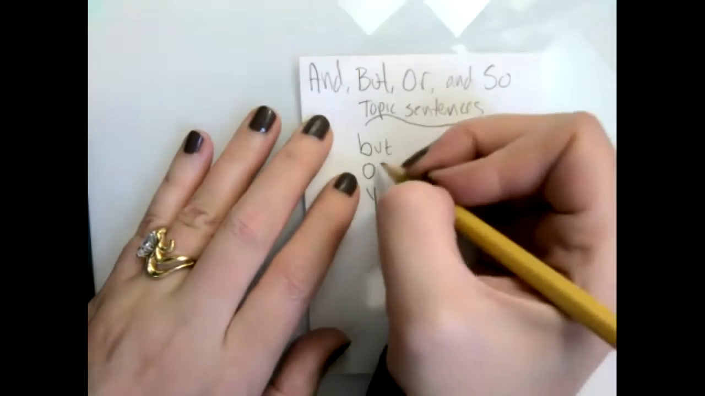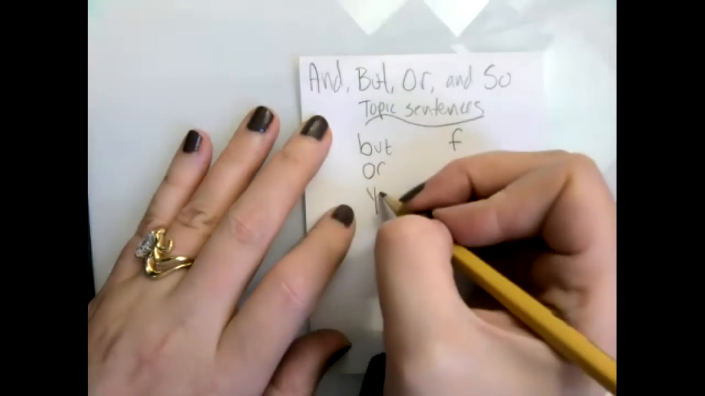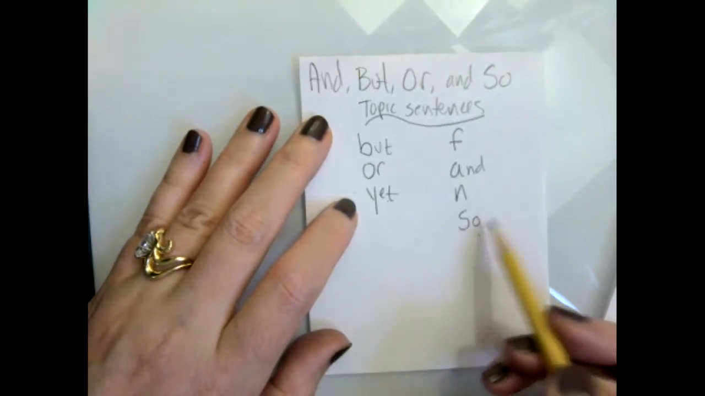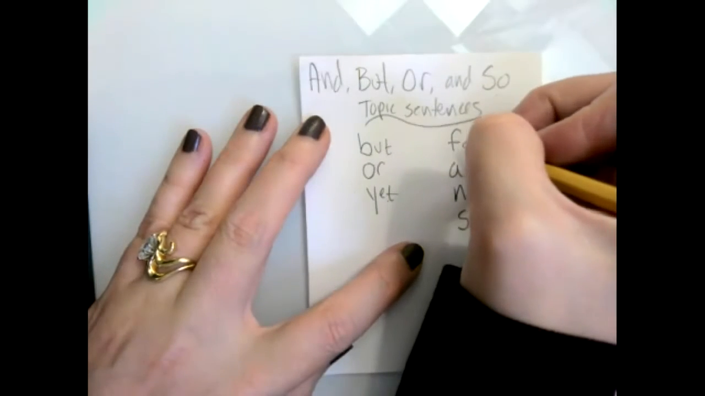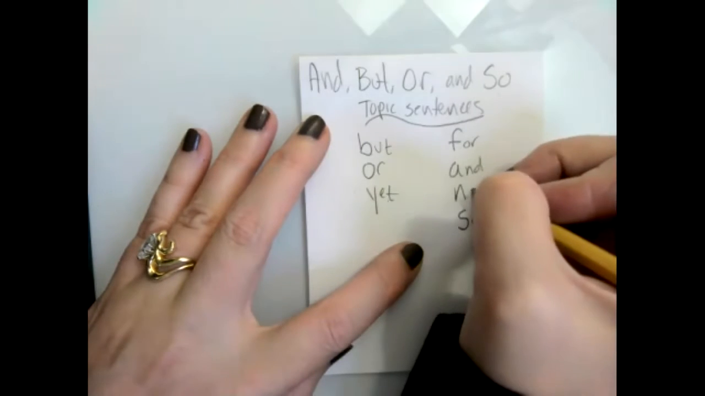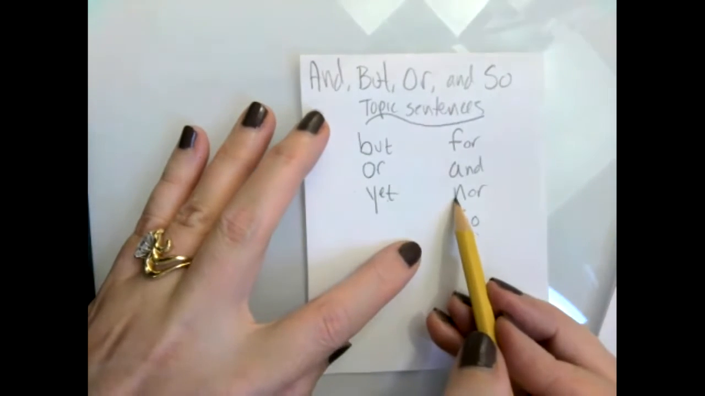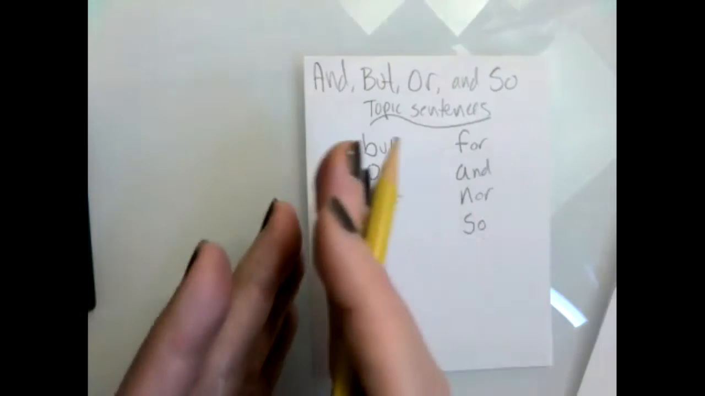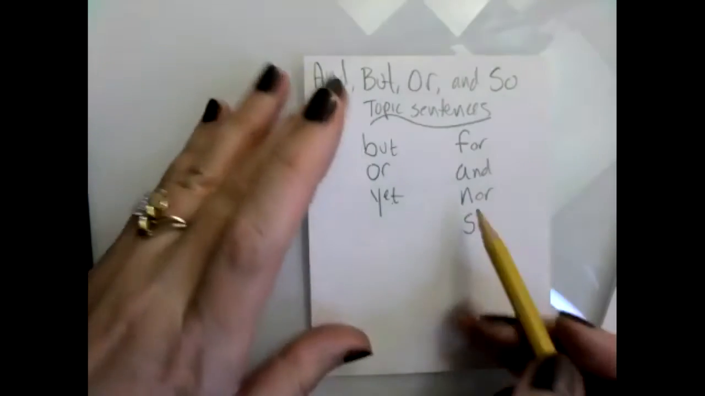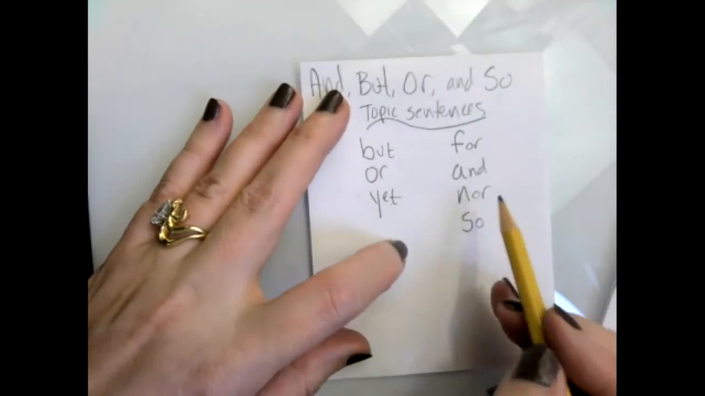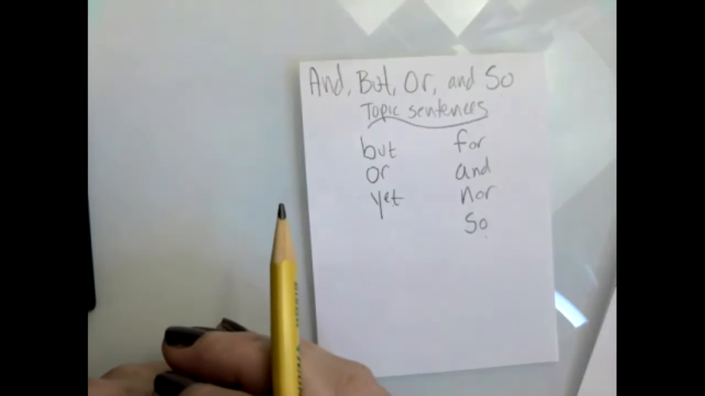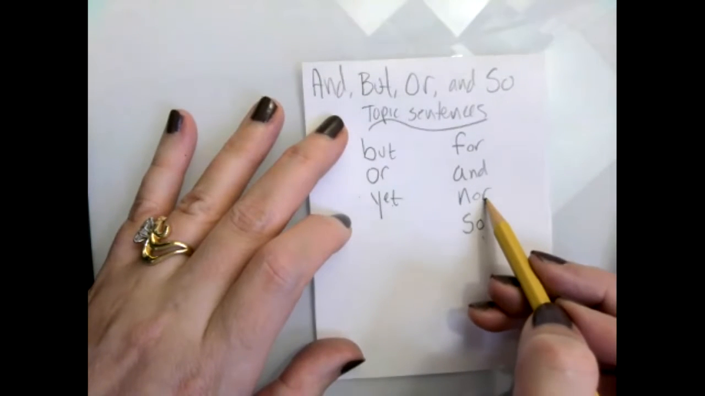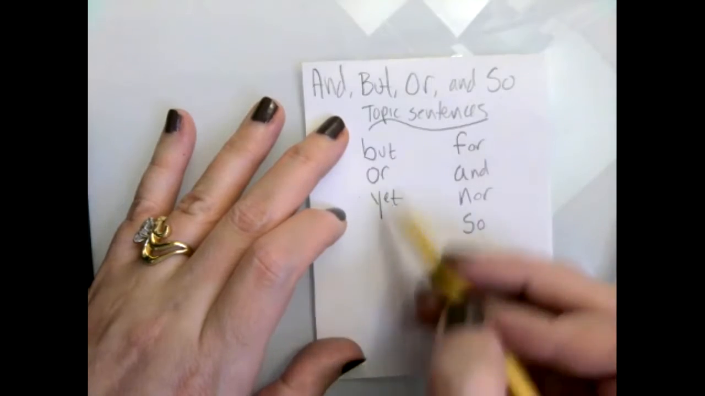O stands for or, Y stands for yet. Notice how I'm writing the rest of the words smaller. F stands for for, N stands for nor. They're going to think N stands for no, and you say no. No is like, we would use no as the opposite of yes. But this is a word that's going to combine two complete thoughts together. So the word no won't do that, but the word nor will do that.